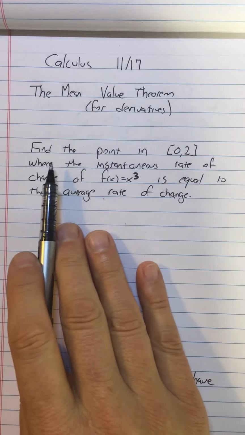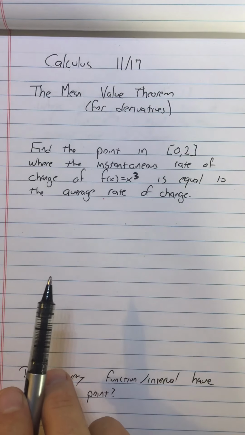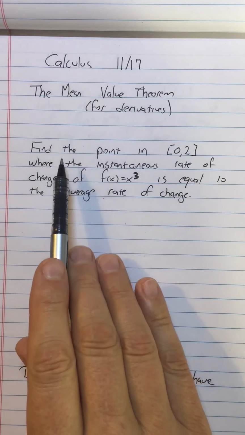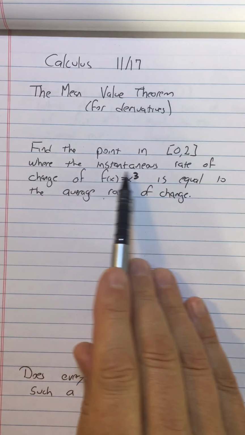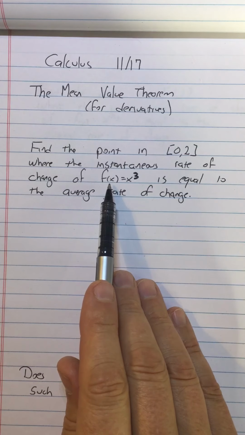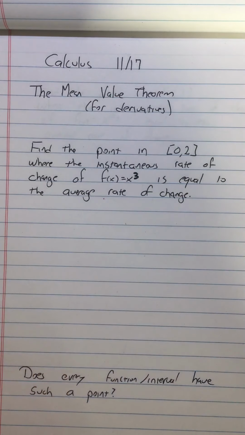So here's a question that should remind you of a question we did in AP Classroom as a free response question. It says, find the point in the interval 0 to 2 where the instantaneous rate of change of the function f of x equals x cubed is equal to the average rate of change. So I would recommend you pause and try that.